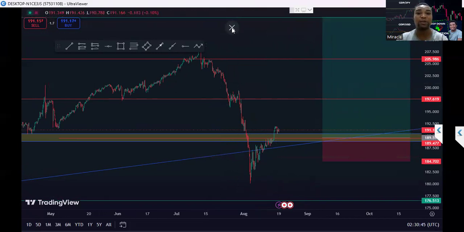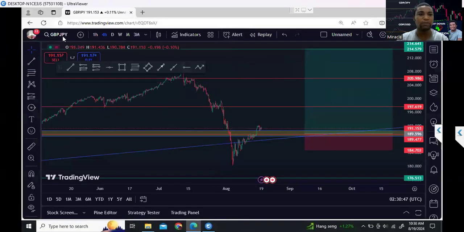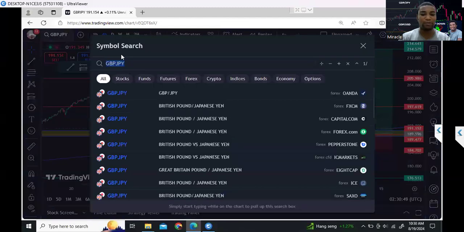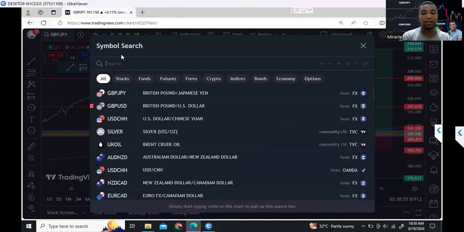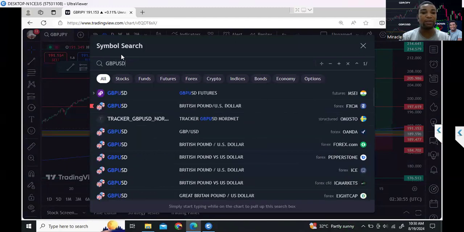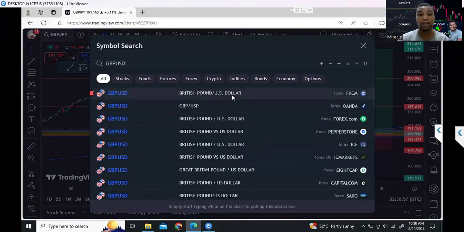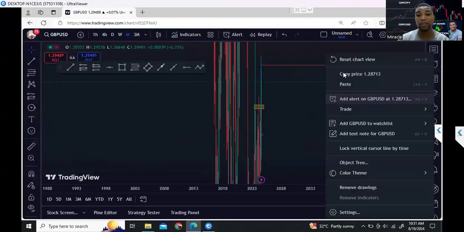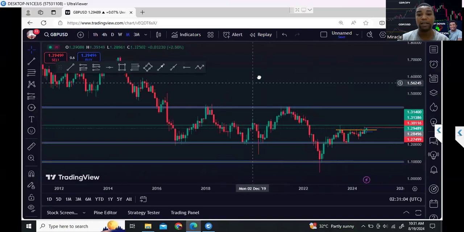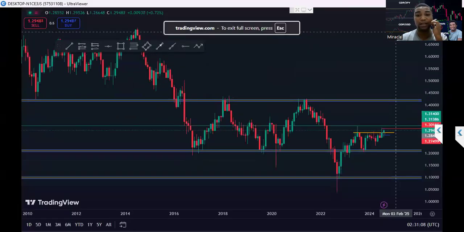Let's go to GBP USD. GBP USD and GBP JPY. GBP USD is kind of similar to GBP JPY. However, the consolidations are kind of different from each other. So any market that you're trading is still the same process, the same analysis.